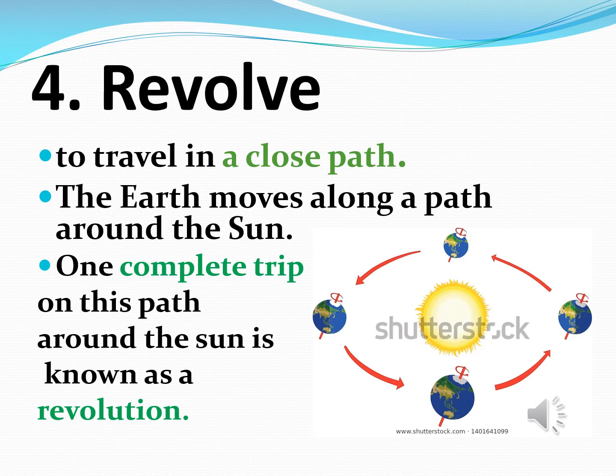Revolve. To travel in a closed path. The Earth moves along a path around the Sun, and we commonly call this revolution. One complete trip around this path around the Sun is known as a revolution. And if you look closely at the diagram, you will see the arrows pointing in one direction going around the Sun. This is what we call the revolution.